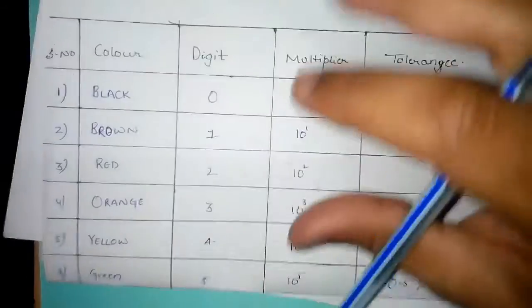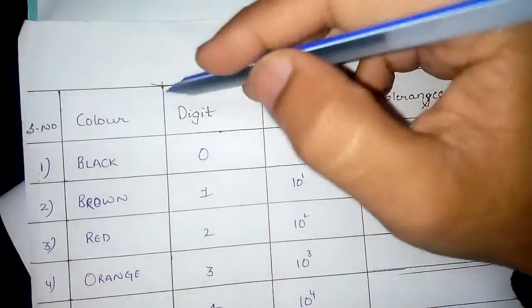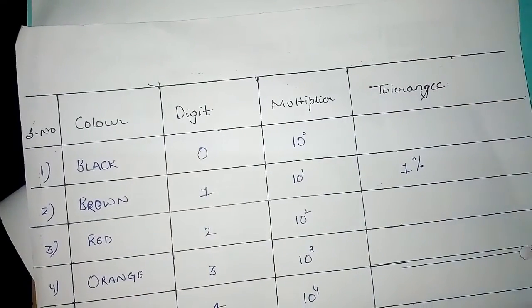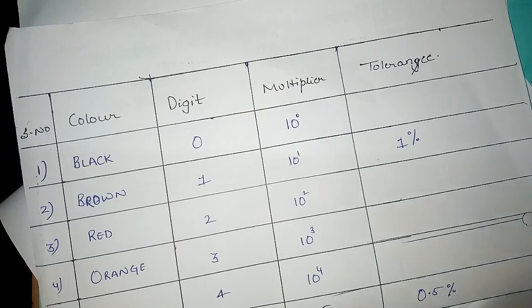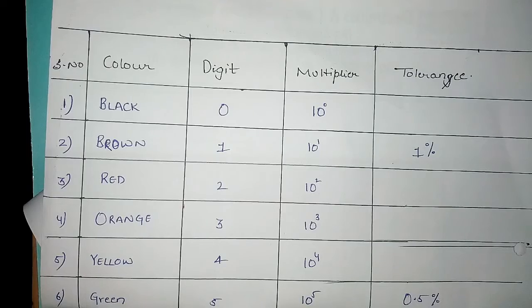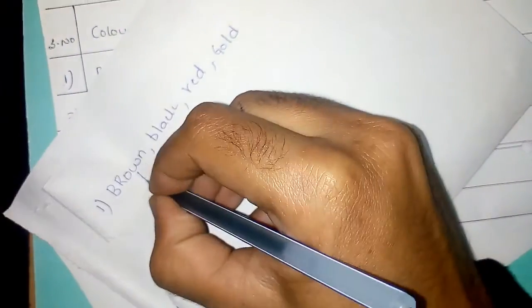So here we got the basic concept of this color coding, the four significances: color, digit, multiplier, tolerance. Here we will solve some examples on this, by which we'll get some idea of it. So here we are considering an example. The question is given that a resistor has four different colors in it: brown, black, red, gold.